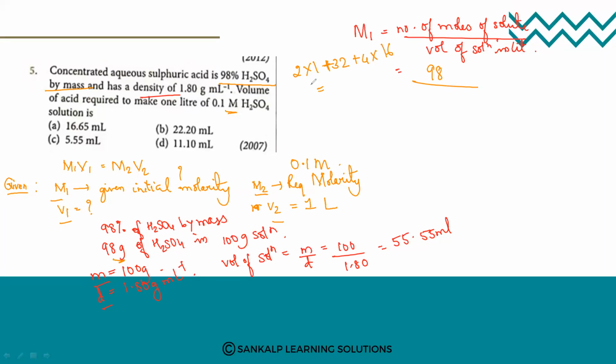200. It is coming to 200. Huh? 2 plus 32 plus 16 into 4. No, it will come to 98. 2 into 1 plus 30. Yes, 98. So the molecular weight of H2SO4 is also 98.